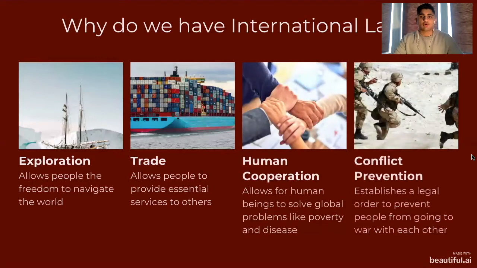And last but not least, conflict prevention. Having international law establishes a type of legal order that prevents people from going to war with each other. Now, domestic law has this. It establishes government, and government is able to provide law and order in order to stop people from fighting each other, whether it's groups or people, doesn't matter. International law needs pretty much the same thing.